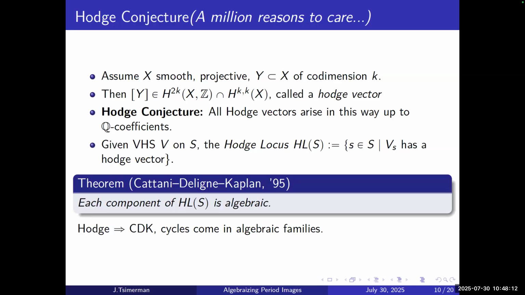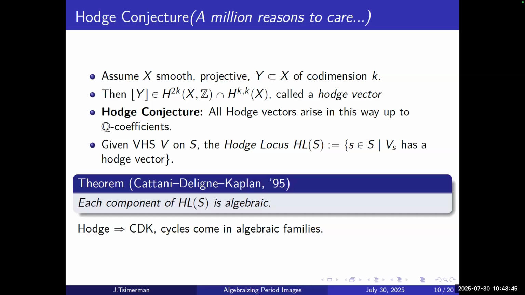In some sense, the strongest evidence towards it is the following. If you have a variation of Hodge structures on the base, which I haven't defined, you can just think of a smooth projective family varying along the base. Then you can define the Hodge locus, which you can define in more precise ways, but I have this very robust definition here, which is just to look at those points on the base for which the fiber's Hodge structure admits at least one Hodge vector. You can ask for more specific things, but we can just focus on this.